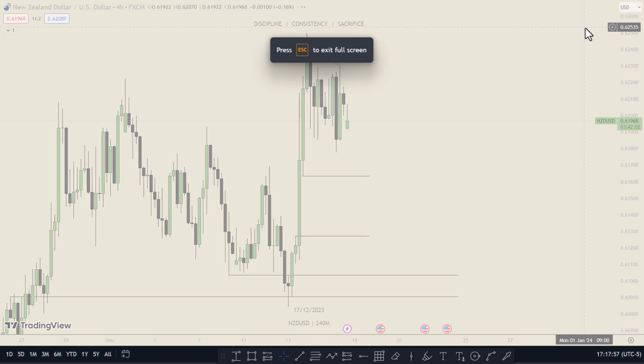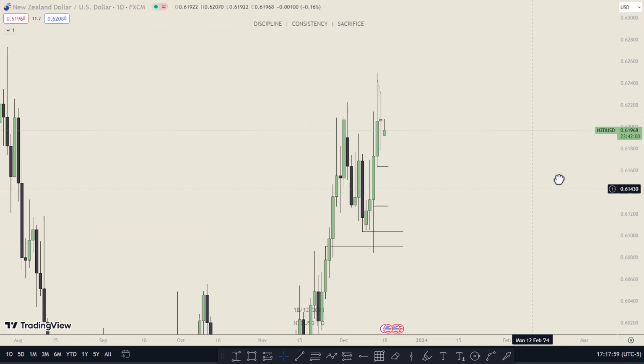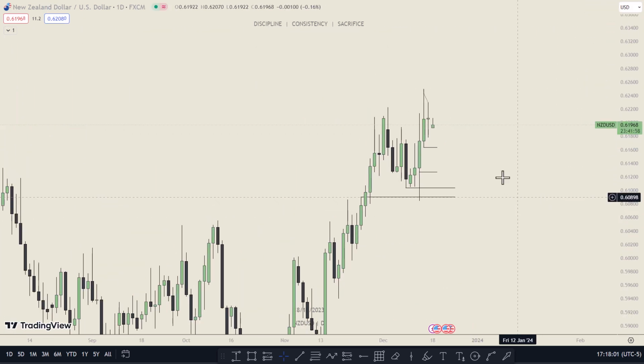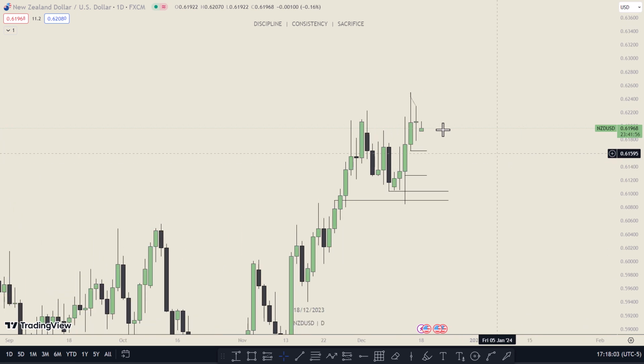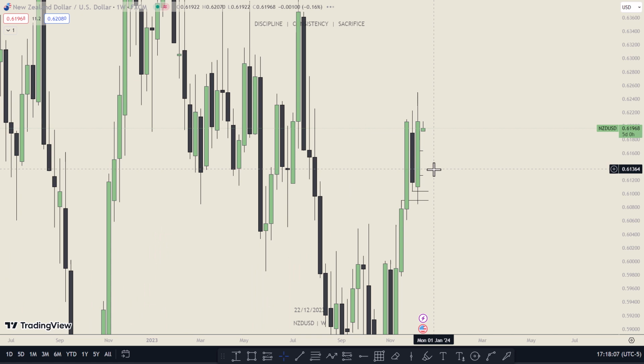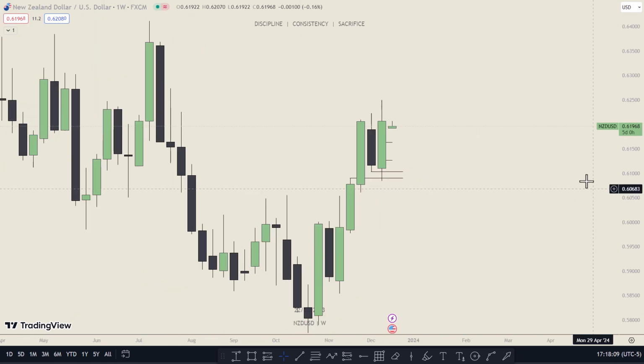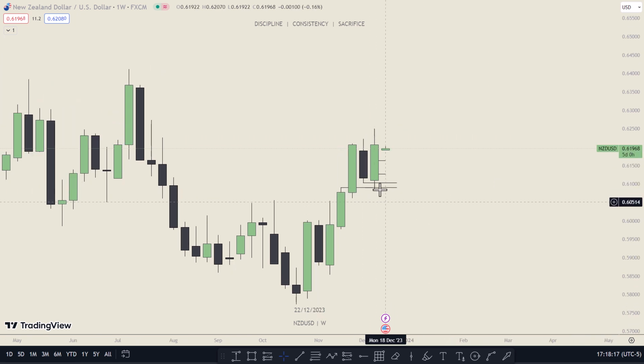This is the New Zealand dollar against the US dollar. Again, like the Dixie, I want price to retrace to here. And so on the weekly, as you can see, we are reacting from this internal range liquidity, right? This is on the weekly.